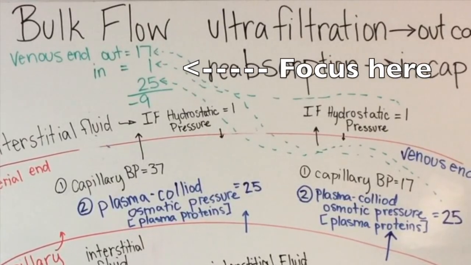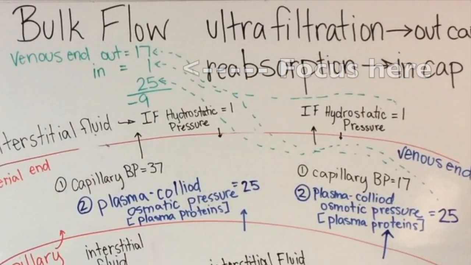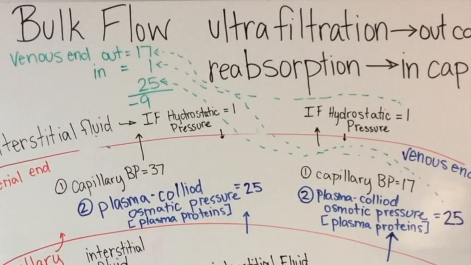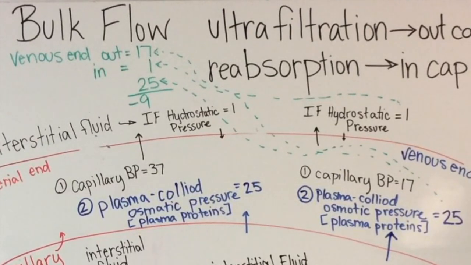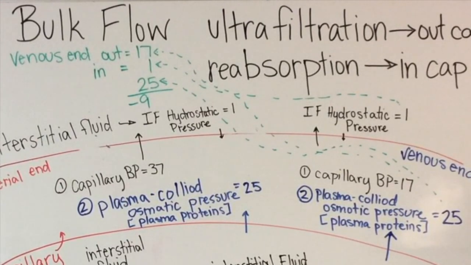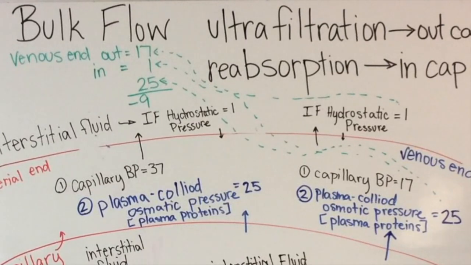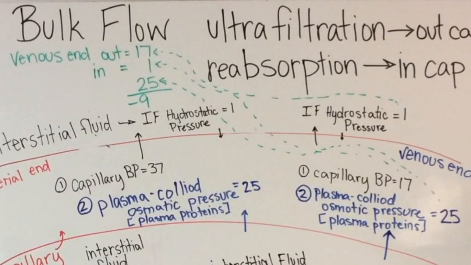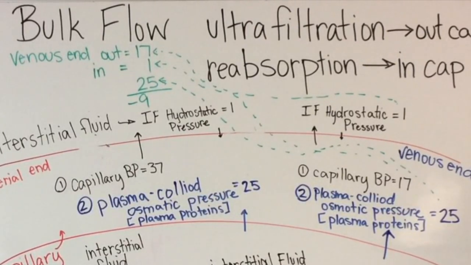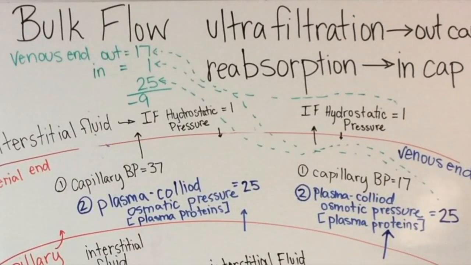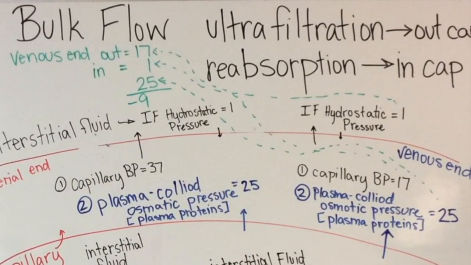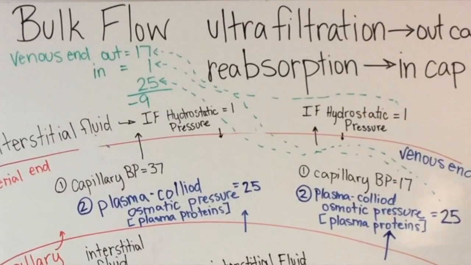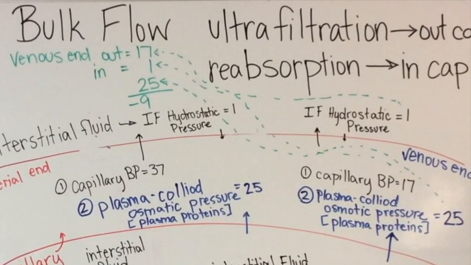On the venous end of the capillary, we see a different story. Again, due to capillary blood pressure, there is a force of 17 millimeters of mercury forcing fluid out of the capillaries into the interstitial space. However, this is countered by an inward pressure of 1 millimeter of mercury by the hydrostatic pressure of the interstitial fluid, as well as a 25 millimeter of mercury pressure due to the osmotic pressure of plasma protein concentration drawing fluid back from the interstitial space into the capillaries.